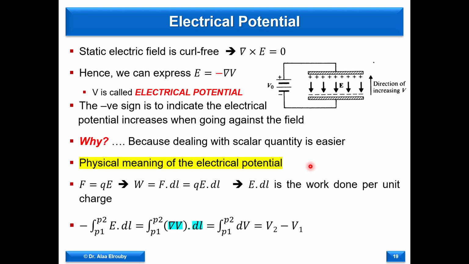So what is the physical meaning of the electrical potential? F equals QE and the work equals F dot dl, which is Q E dot dl. So E dot dl is the work done per unit charge. Per unit charge means for a positive charge of one coulomb. This is the meaning of the electric potential, or E dot dl. So applying this concept, the integral of E dot dl from point 1 to point 2, mathematically you can prove this is V2 minus V1.